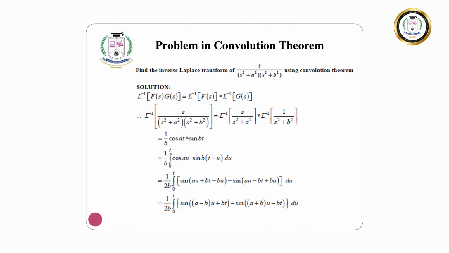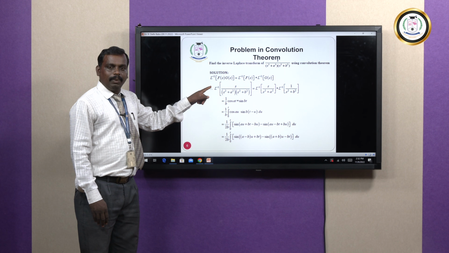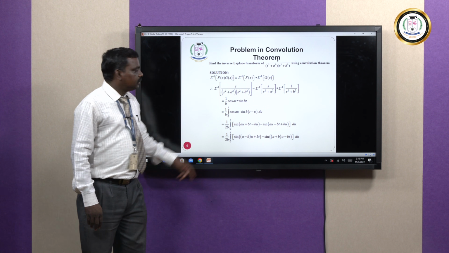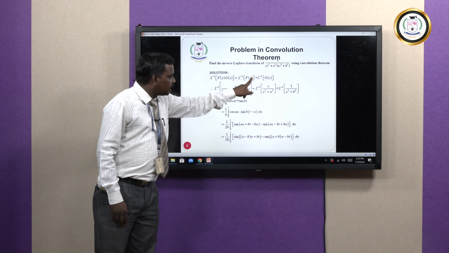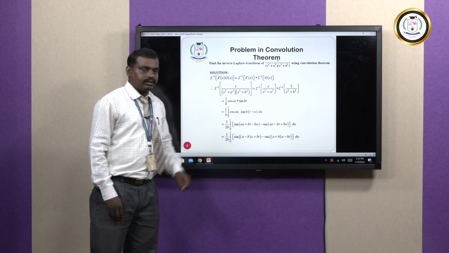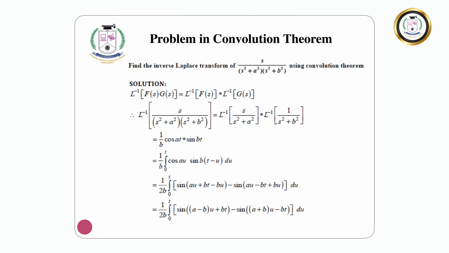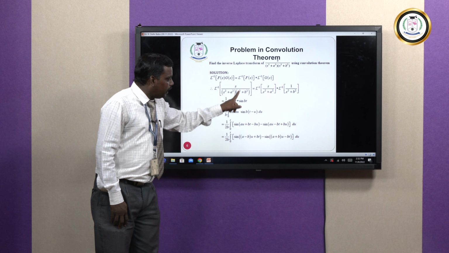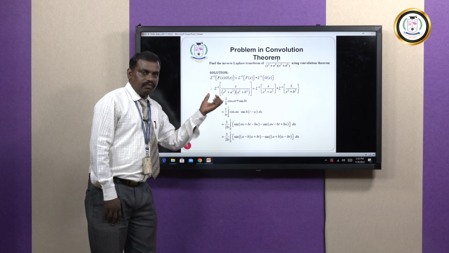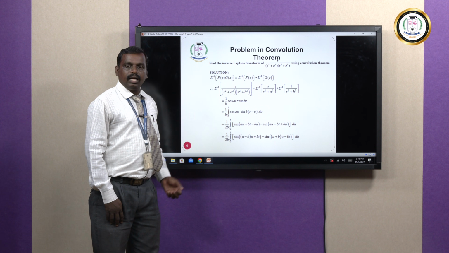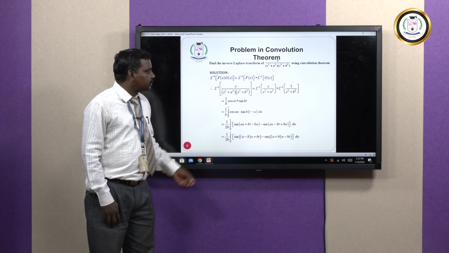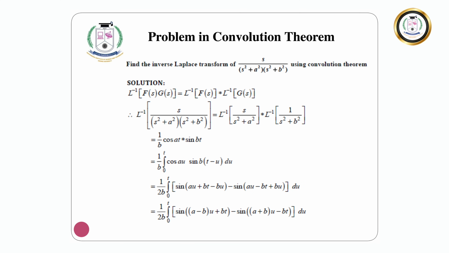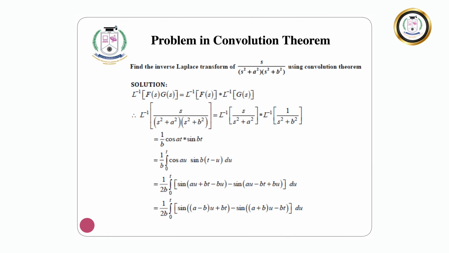by using the convolution theorem. Already you know the convolution theorem in Laplace transform says L inverse of F(s)·G(s) is nothing but L inverse of F(s) convolution L inverse of G(s). So L inverse of s/((s²+a²)(s²+b²)) is L inverse of, I will write, s/(s²+a²) into 1/(s²+b²). So as per the above convolution theorem, it is L inverse of s/(s²+a²) convolution L inverse of G(s), that means 1/(s²+b²).